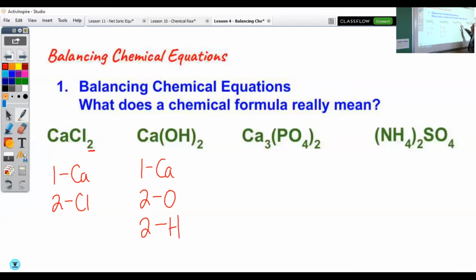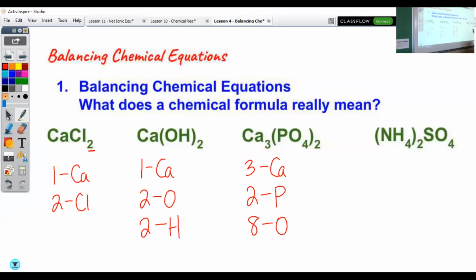Okay, looking at our next example, calcium phosphate. The 3 subscript next to the calcium means I have 3 calcium atoms. The 2 essentially gets distributed through the parentheses. So without the 2 here, I would have 1 phosphorus. With the 2 there, I have 2 phosphorus. Without the 2 here, I would have 4 oxygens. With the 2 here, this gets multiplied through. I now have 8 oxygens.